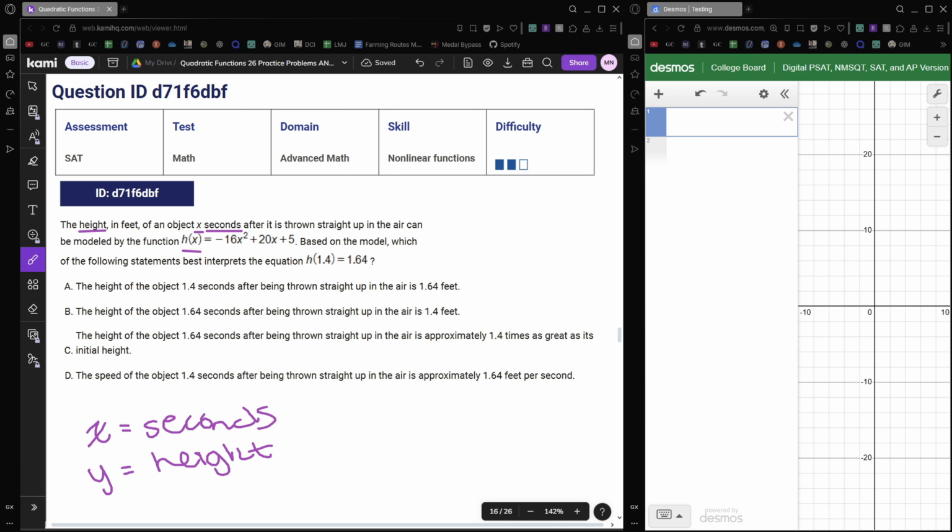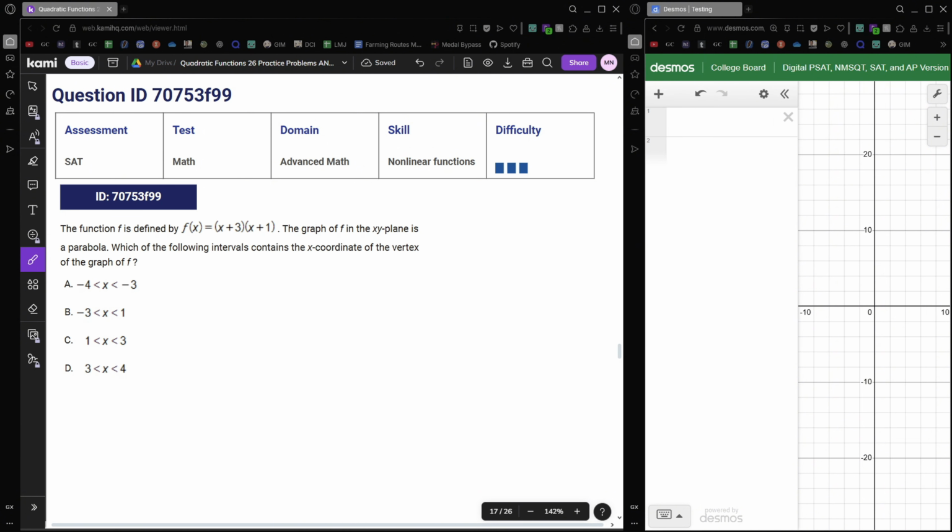Based on the model, which of the following statements best interprets the equation h of 1.4 equals 1.64? You should note that this number in here is replacing x, so 1.4 is our x value, and then this number is our y value, so 1.64 is our y value. So if we put this all together, 1.4 seconds after the ball is thrown straight up in the air, it reaches a height of 1.64 feet. And the answer that says that is A.